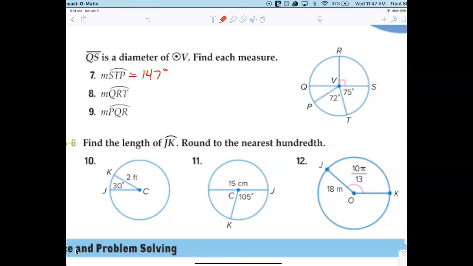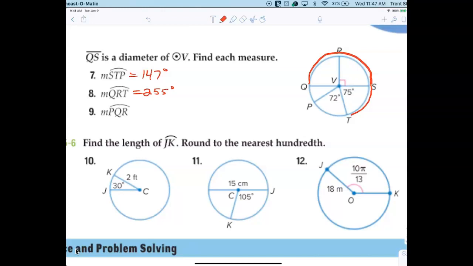I think it's 255 degrees. Remember, QRS is how many? 180. And then continue on. 180 plus 75. Everybody okay with that?